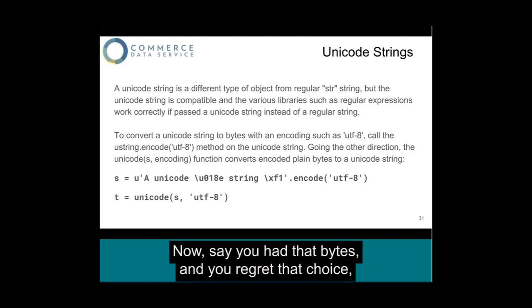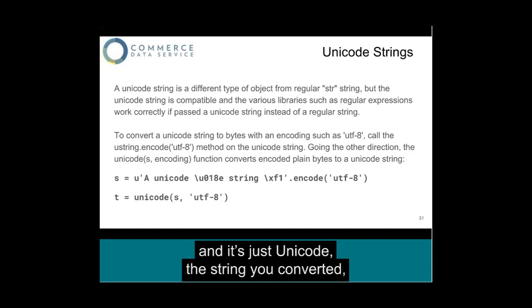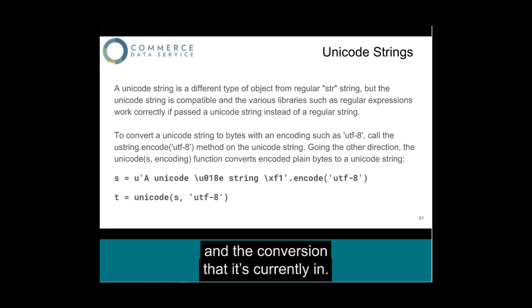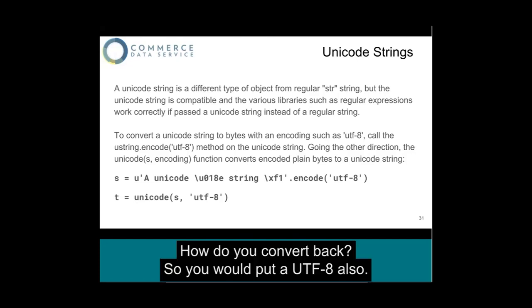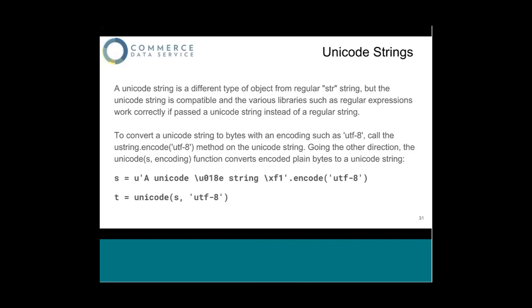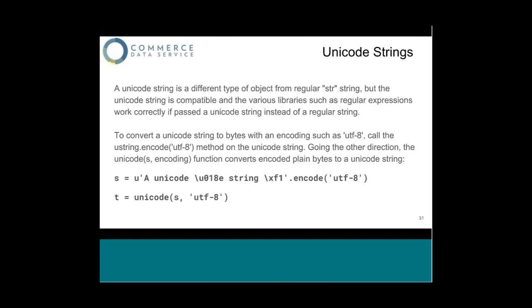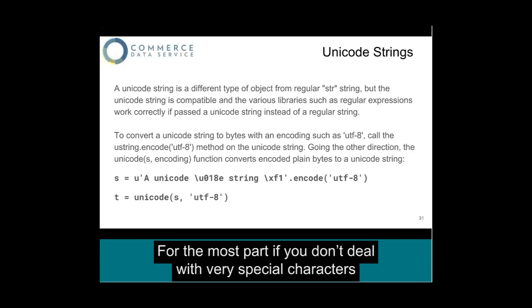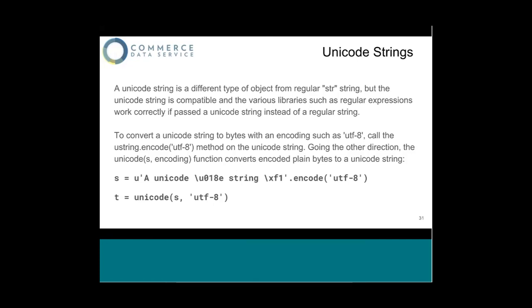Now, say you had that byte and you regret that choice, and you want to go back to Unicode. Well, there's a function for that too, and it's just Unicode, the string you converted, and the conversion that it is currently in. How do you convert back? So you would put in UTF-8 also. So there's ways to go back and forth for that. For the most part, if you don't deal with very special characters, or if you don't deal with data sets that have those, you probably will never encounter this.